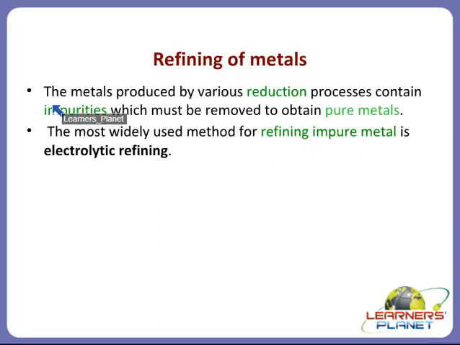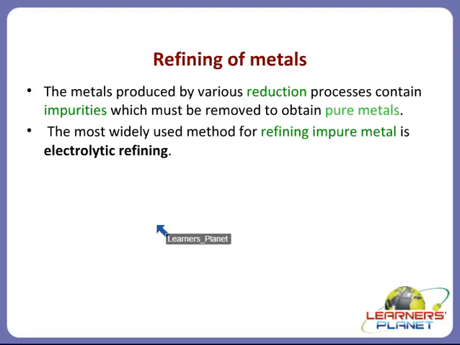Refining of metals. The metals produced by various reduction processes contain impurities which must be removed to obtain a pure metal. Now the most widely used method for refining impure metal is electrolytic refining. Electrolysis, I have already defined children. What is it? That is passing electric current through the electrolyte with the subsequent movement of positive and negative ions to the negative and positive electrodes.